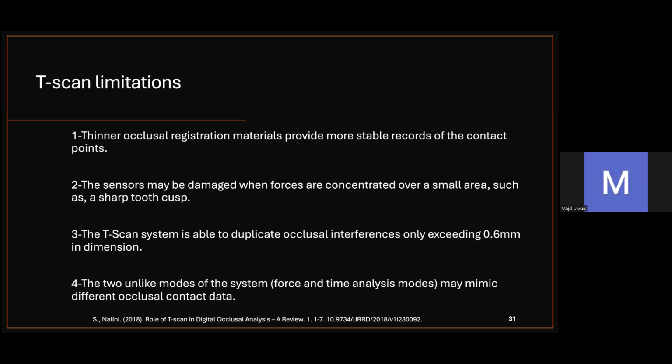Regarding the limitations, there are several limitations for the T-scan. The thinner the occlusal registration material, the more stable the record of the contact points. But in the T-scan sensor, to fulfill this technological demand, the sensor is made as thin as possible, up to 0.1 millimeter, which is still thicker as compared to the occlusal indicator, such as articulating paper.